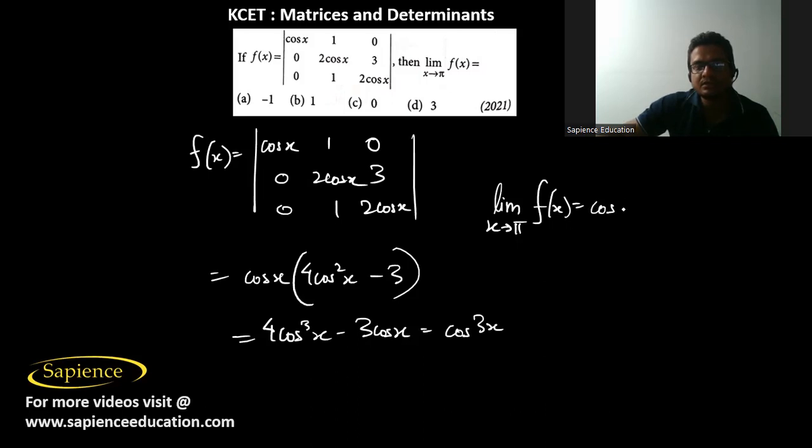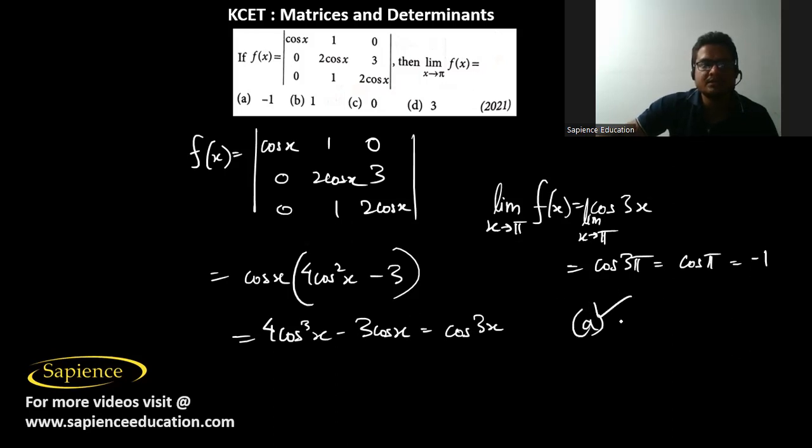So f(x) is nothing but cos 3x, and we have to find the limit as x tends to pi. So we can put x equal to pi here. So this will be cos 3 pi, which is the same as cos pi, which is equal to minus 1. So option A is the correct answer.